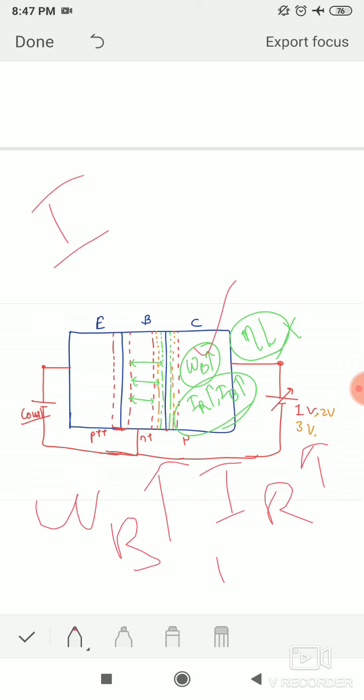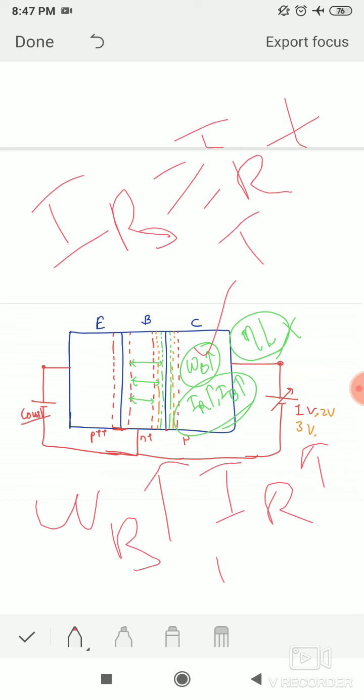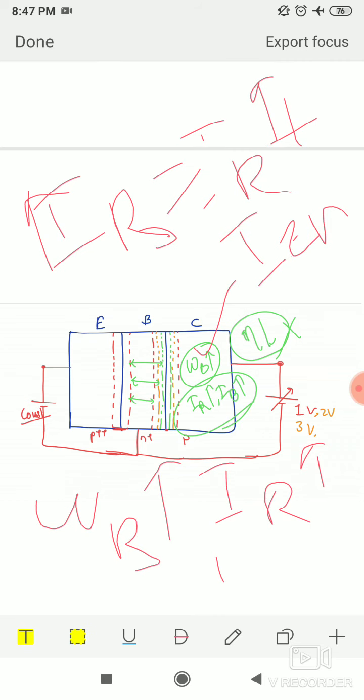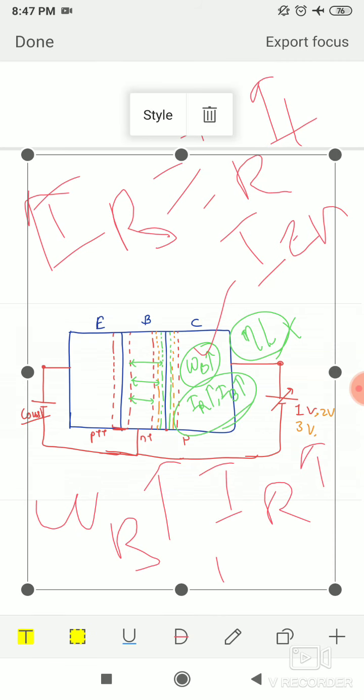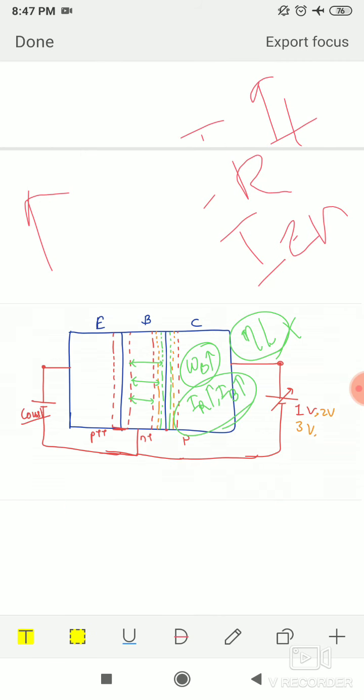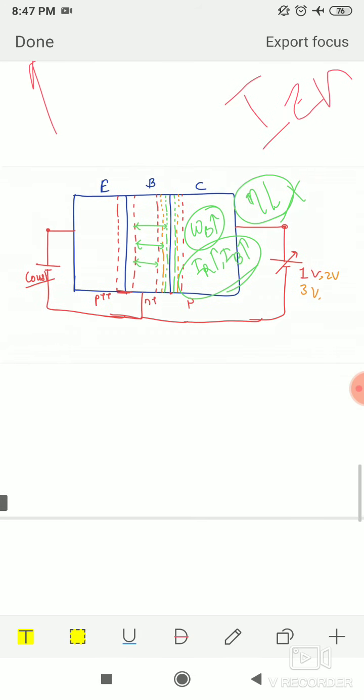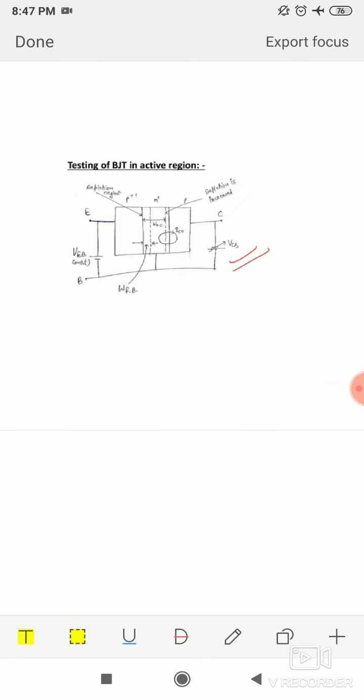We know that IB equals IR plus IEN. So IR increases means IB increases. If IB increases, losses increase, so efficiency decreases. So this region is not suitable for our operation. So let's check the BJT in active region.